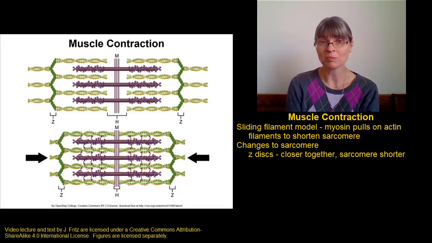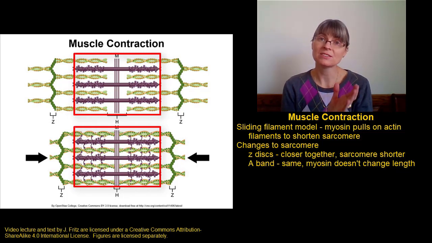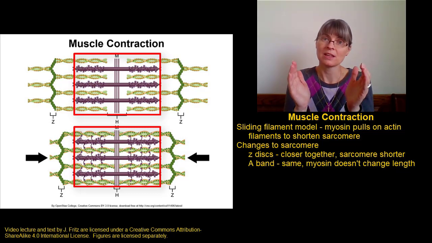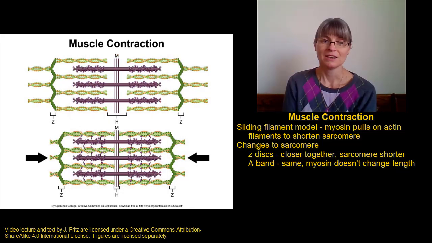The length of the dark band, the A band, which is the length of the myosin filaments, doesn't change. The myosin filaments are staying exactly where they were. They're not changing in length. They're just pulling the actin along them. So our A band is going to remain the same.